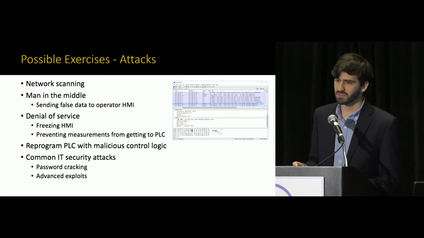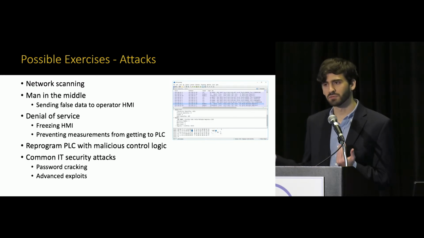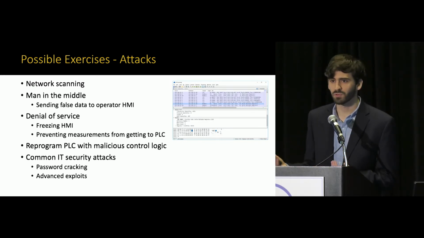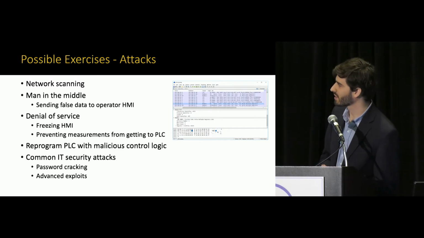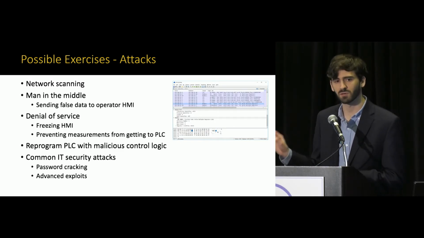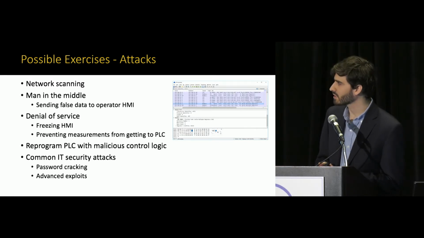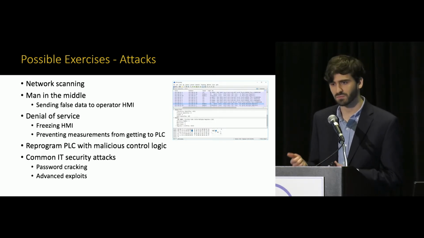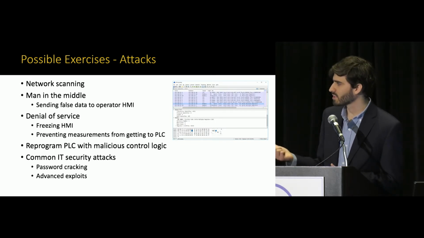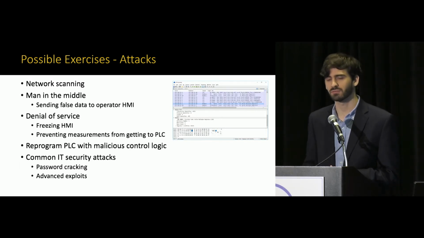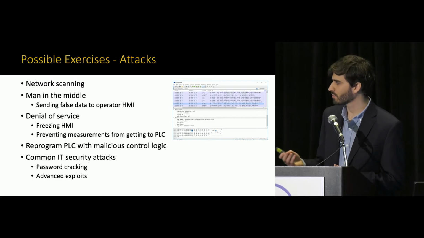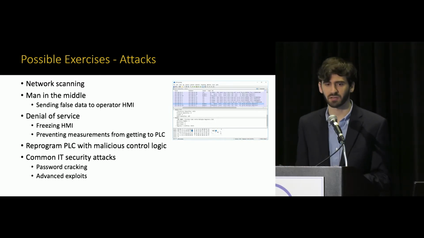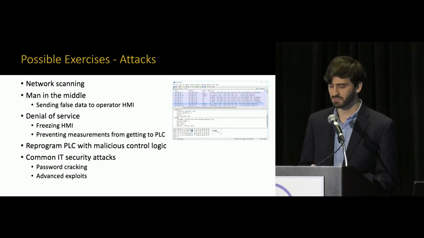So just going over some examples of the kinds of attacks. Again, this is a complete full virtual network, so any attack that's possible in the real world is possible in this virtual network. We have just the really standard stuff: network scanning, seeing what ports are open, what's on the network, doing the man-in-the-middle attack, sending false data to the operator's HMI, denial of service, so freezing the HMI or preventing measurements from getting to the PLC, updating the control actions. You can also practice reprogramming the PLC with malicious ladder logic programming. And of course, you can practice common IT security attacks, so password cracking, buffer overflows, and other advanced exploits.